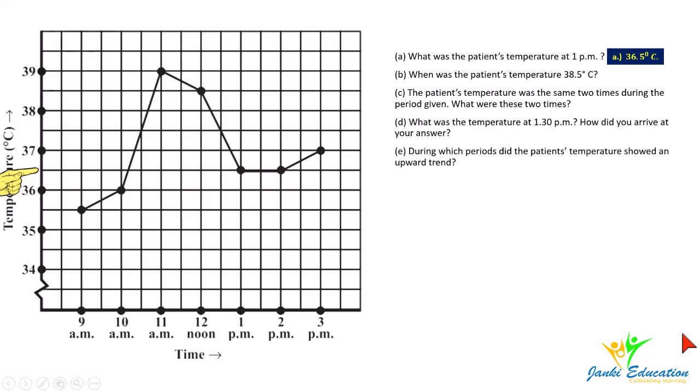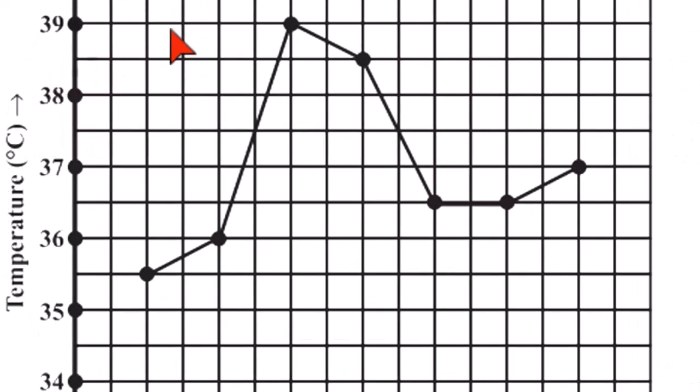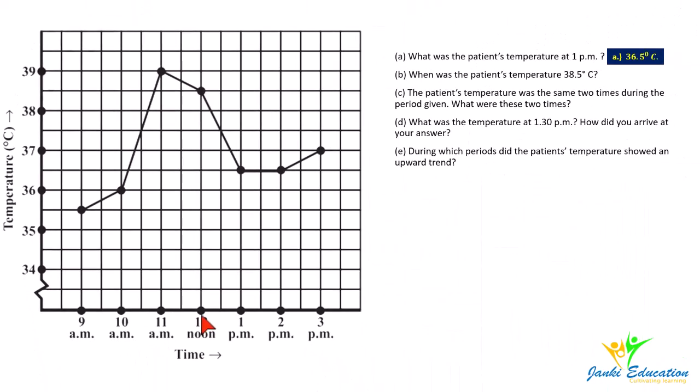Now B. When was the patient's temperature 38.5 degrees Celsius? Here the temperature has been given to you and you need to find the time. Here it is 38, here it is 39, and exactly this middle line represents 38.5 degrees. When you come across this 38.5, it reaches this point, and perpendicular down, it is actually coming at 12 noon. So the answer for B is 12 noon.